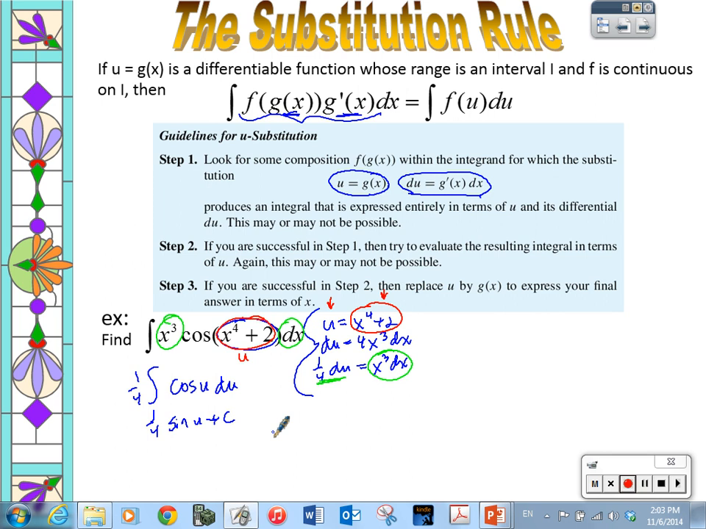My very last step is to take the u out. Right? I'm not allowed to leave it in there. Because did they ask us to solve something with the u in it? No, that was our choice. We switched it out for our ease of integration. So now we put the u back in. So my answer is 1/4 sine of x to the 4th plus 2, plus c. And that is our very first U-substitution problem.